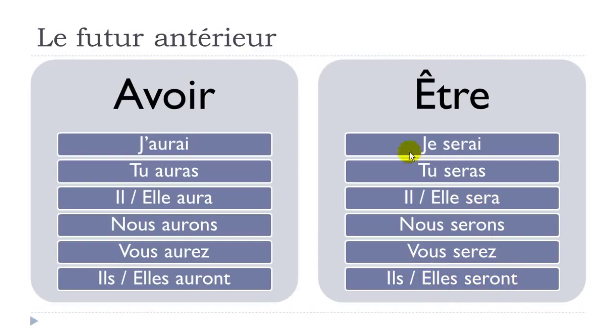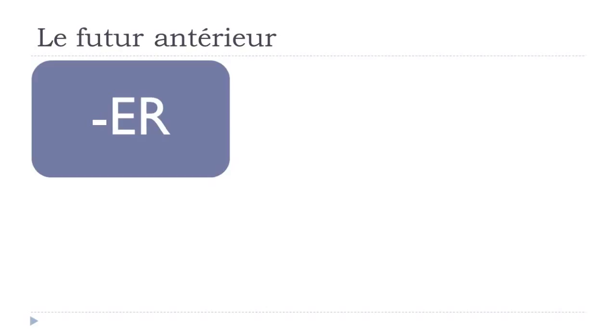Alright, so one more time. Je serai, tu seras, il sera, elle sera, nous serons, vous serez, ils seront, elles seront. Alright? So remember that the second part should be what we call this participe passé form. I've been making a big video concerning the participe passé. So if you really want to work on that, it will be more full of examples.